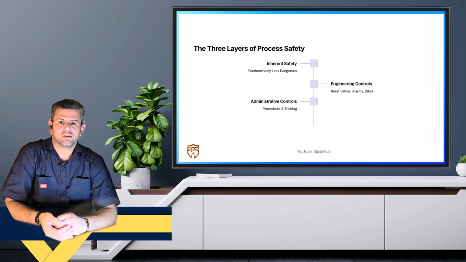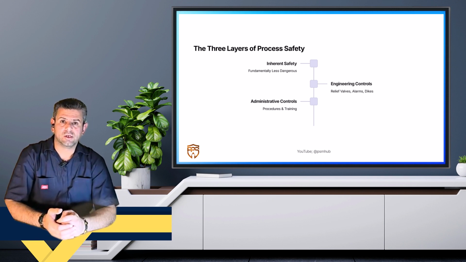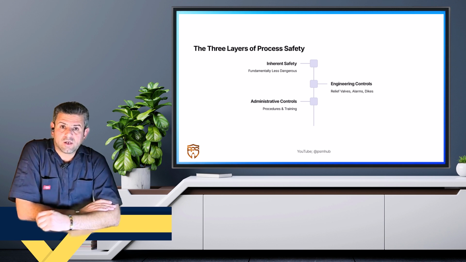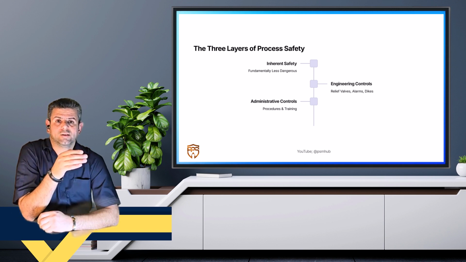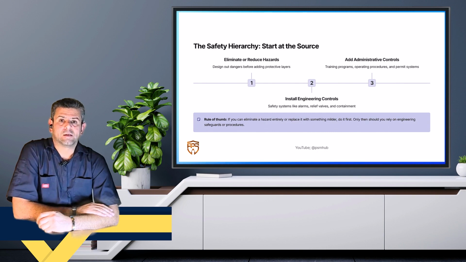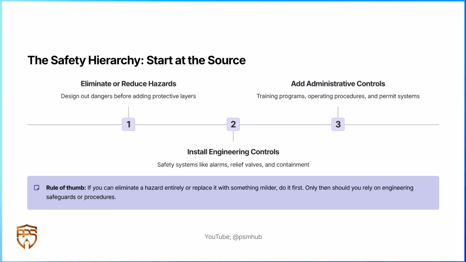It's all about designing the process or plant so it's fundamentally less dangerous even before adding fancy engineering safeguards or procedures. As a rule of thumb, if you can get rid of a hazard entirely or replace it with a milder one, do it first. Only after that should you rely on engineering controls like relief valves, dikes, or alarms, or administrative controls like procedures and training.